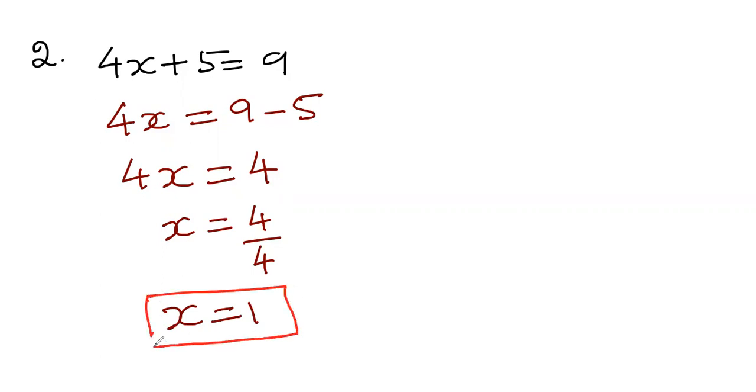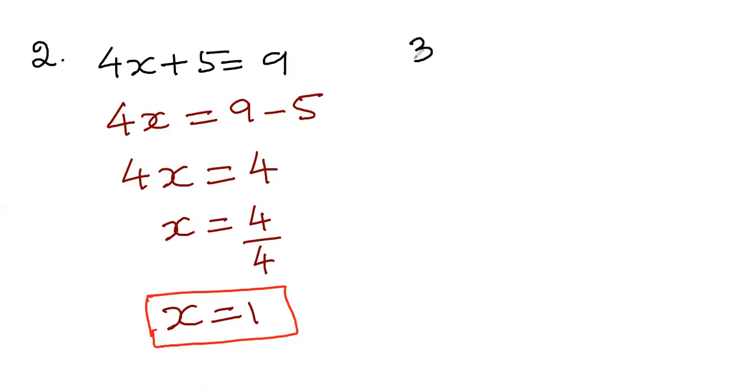So let's see whether our answer is correct. 4 times 1 is 4. 4 plus 5 is 9. Therefore, LHS is equal to RHS, and hence the answer is right.